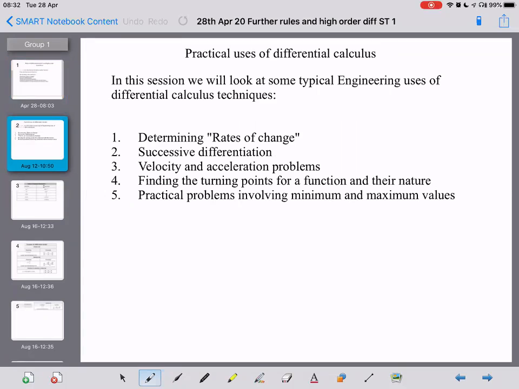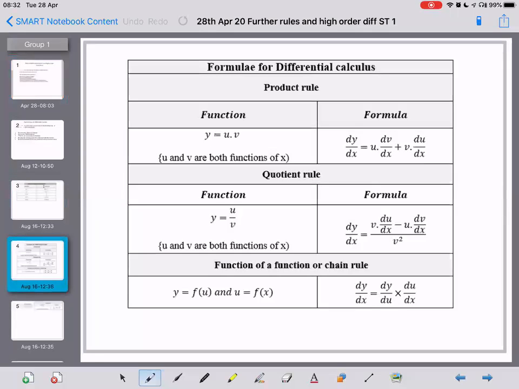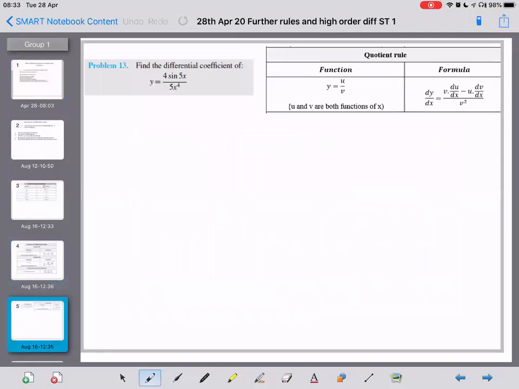That slide was meant to have been taken out, but never mind. So we've got our table of standard derivatives that we've been using. I've kept those in just in case. You've got your whole page one anyway that also includes these rules. So we did the product rule last time, one at the top. Today we're going to look at the quotient rule and the function of a function. Okay, everybody happy with that? It looks difficult, maybe it's a bit tricky, but it's not too bad.